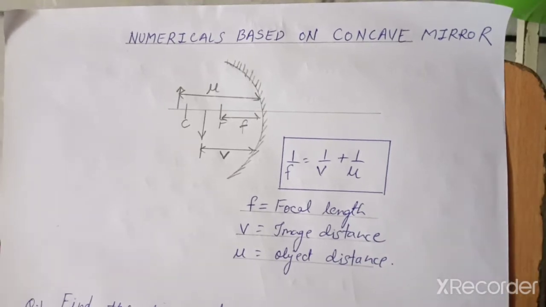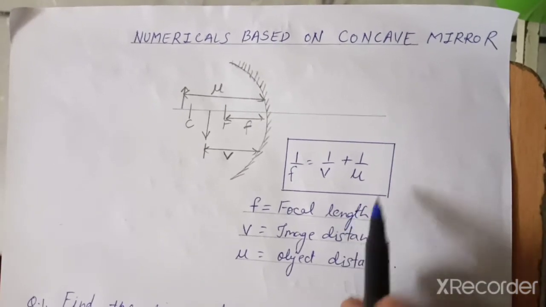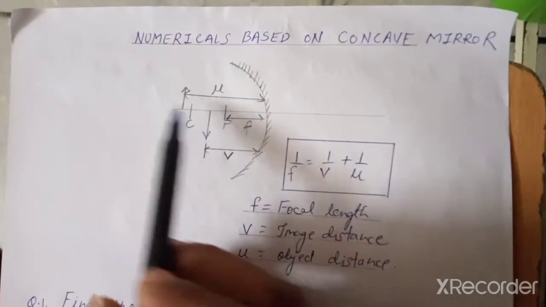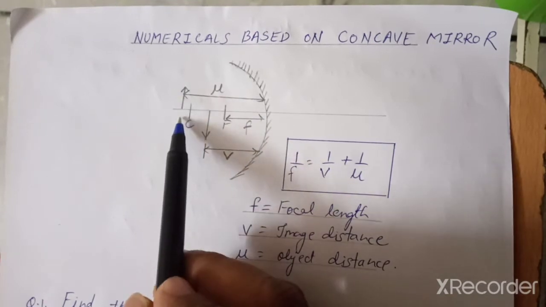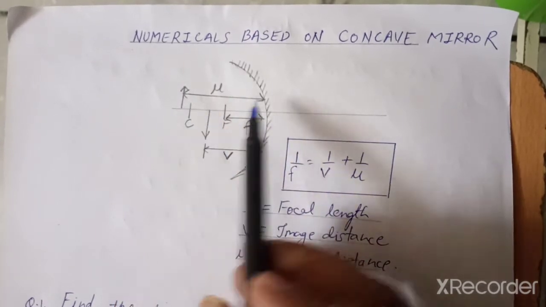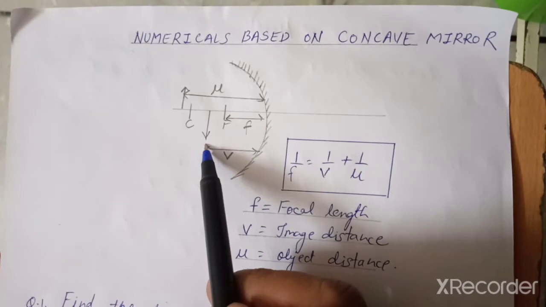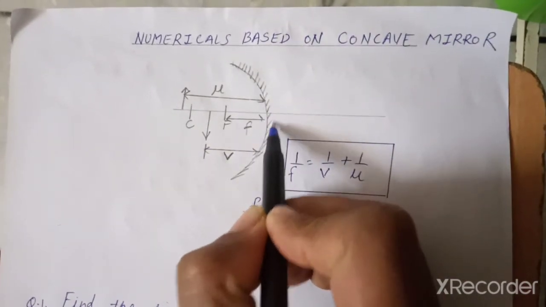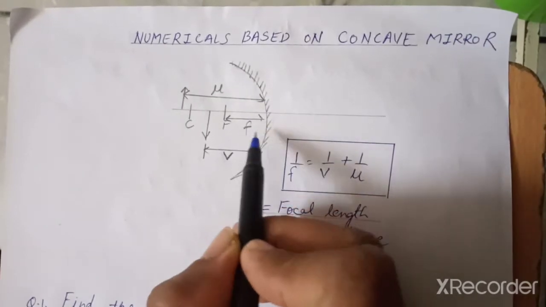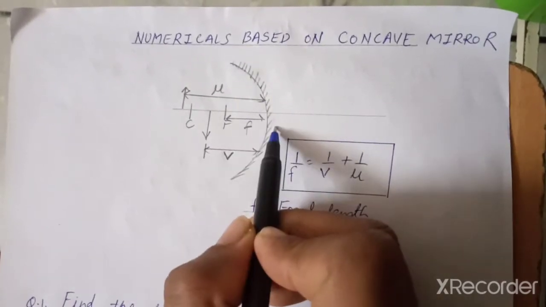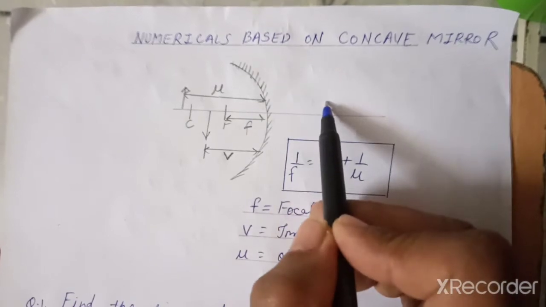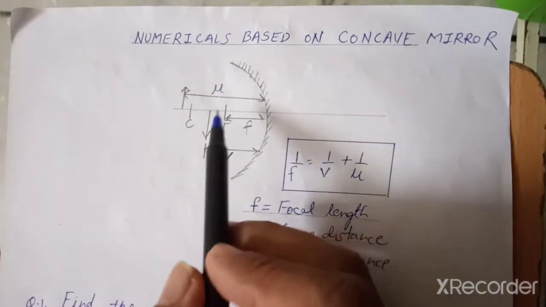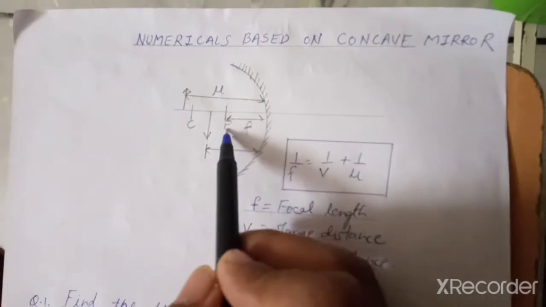First, before starting you must be familiar with the sign convention of the concave mirror. We have seen that in the concave mirror the object is always kept towards the left hand side, and the image also forms on the left hand side, except in one case: when the object is kept between F and P. When the object is kept between F and P, the image is formed behind the mirror, it is virtual and erect. Otherwise, in all the cases the image and the object are both on the same side.